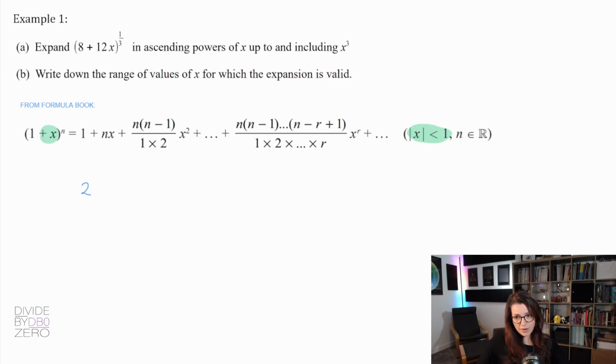Now remember, in part A, we actually expanded this, which means instead of x, we had 3/2 x. So all we have to do is replace the x in the modulus with 3/2 x. So the modulus of 3/2 x has to be less than 1, which means the modulus of x would have to be less than 2/3. And that would be it for the final answer for part B.